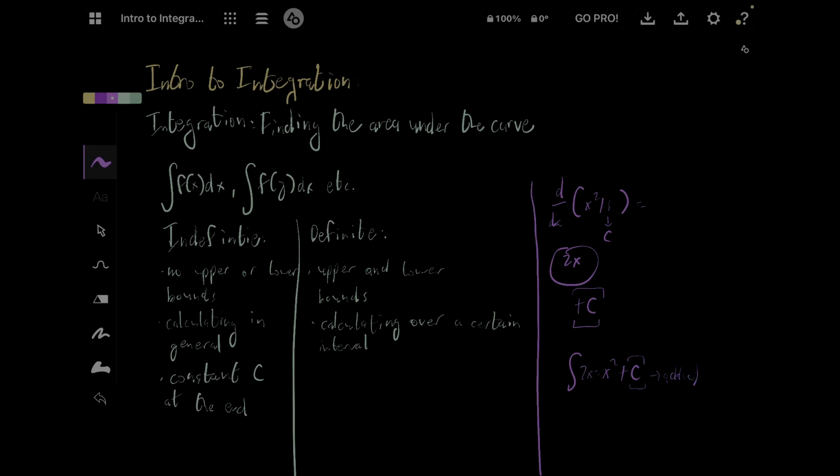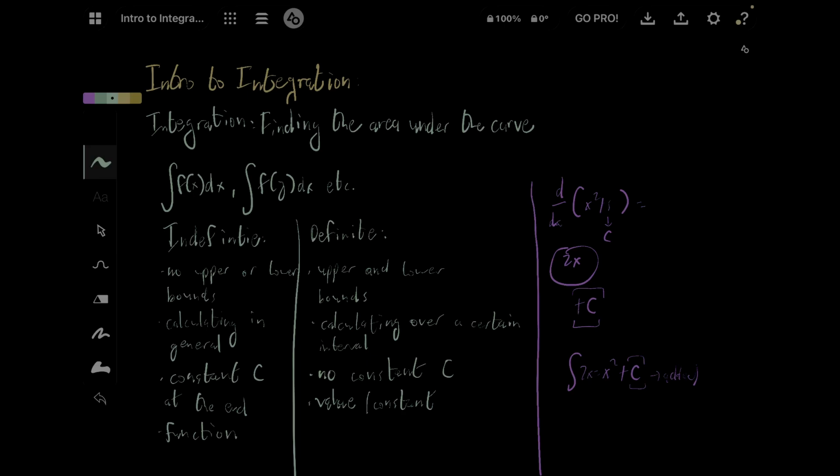But for the definite integral, since we're calculating over a certain area, the c's will cancel out. Any additional area will be gained or lost again, or cancel out, or be accounted for when we're calculating this definite integral. So no constant c. Now since it's over a certain interval, definite integrals have a value or a constant for an answer, while the indefinite integrals have a function as an answer.